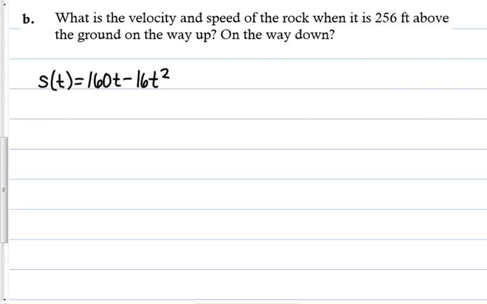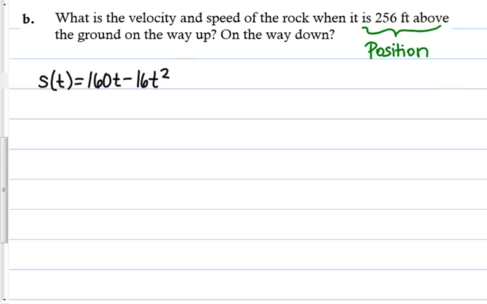Okay, so B, what is the velocity and speed of the rock when it is 256 feet above the ground on the way up? And then it asks for on the way down. So 256 feet above. What they're giving me here is the position. They're telling me the position equals 256 feet. My job is to find the velocity and the speed.